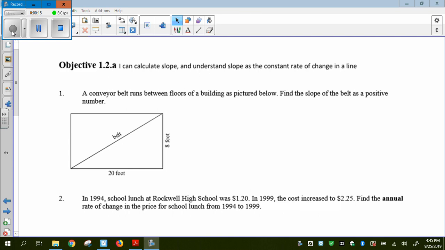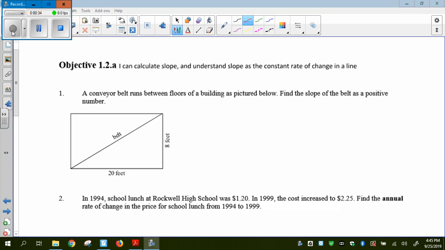And there's going to be two ways that we calculate slope. Make sure you have this quiz 1.1 and 1.2 available to follow along. You can get that online if you need it. Otherwise, it should be in your notebook.